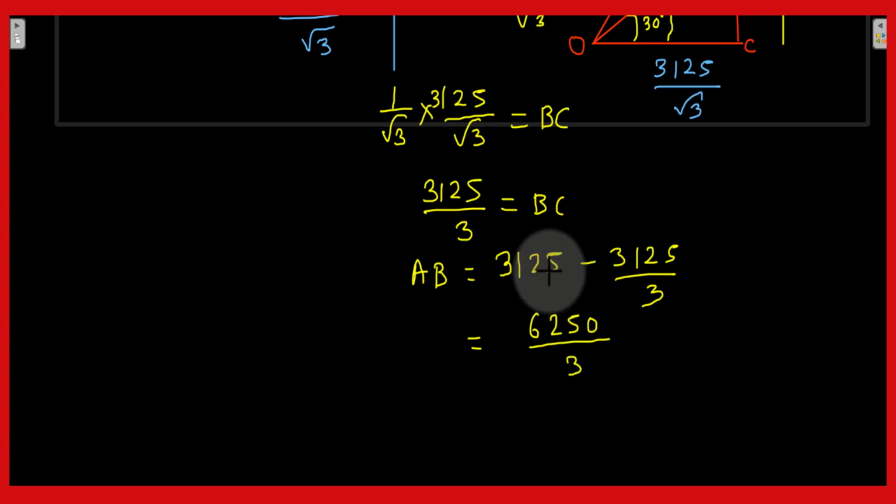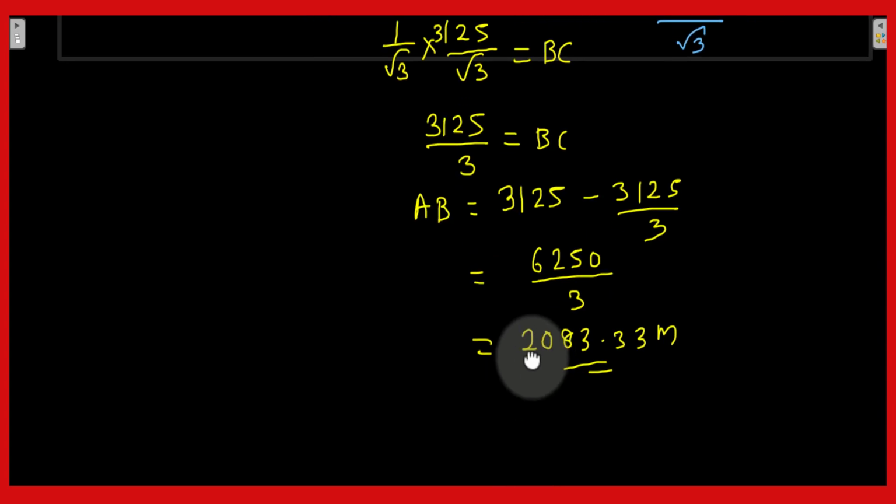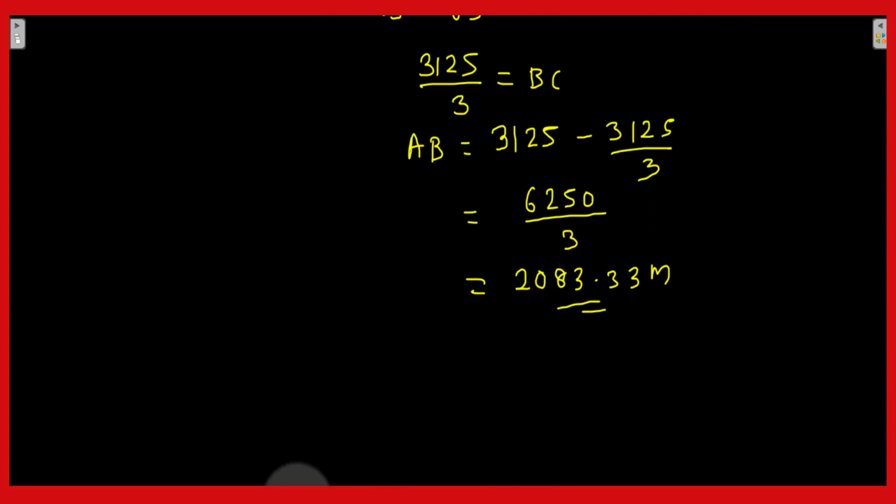If you solve this, you will get 6250 upon 3. You can take 3125 as a common factor. Then inside the bracket it will be 1 minus 1 upon 3. 3 ones are 3, 3 minus 1 is 2 upon 3. And then solve. So twice of this upon 3 is equal to, if you solve this, 2083.33 meters. So here the distance between the two planes is 2083.33 meters.